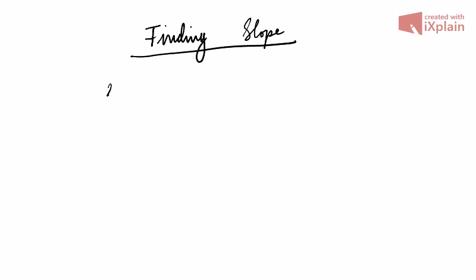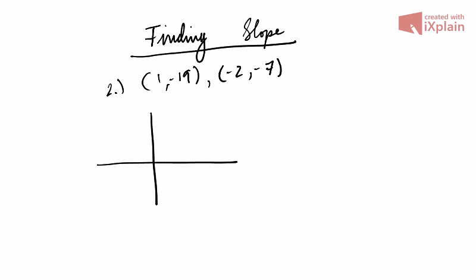So number 2 on the worksheet that was provided at the beginning of class, we have (1, -19) and (-2, -7) for the second pairing point. If you were to draw this on a graph, you're in quadrant 4 for this one. So you're going to be over 1 and down 19. So that point right there is going to be (1, -19).